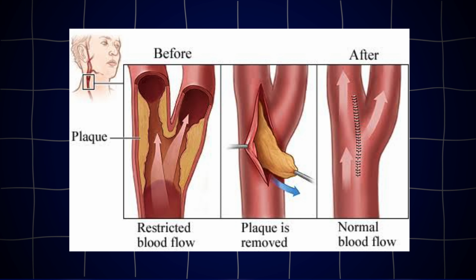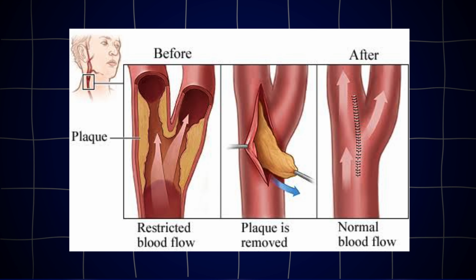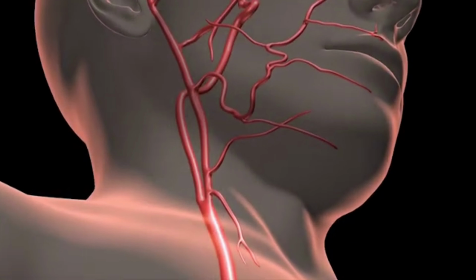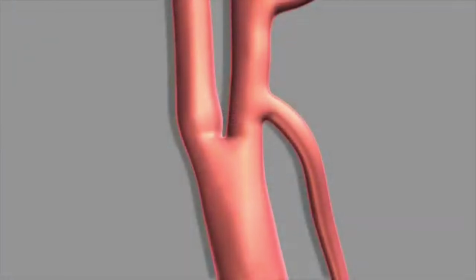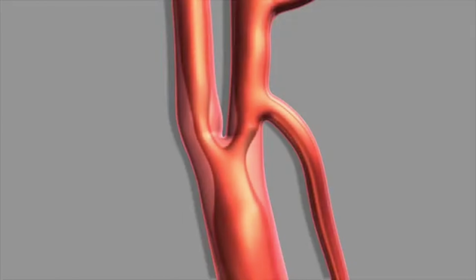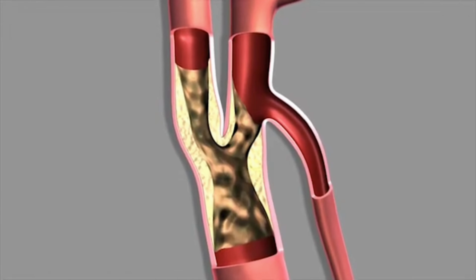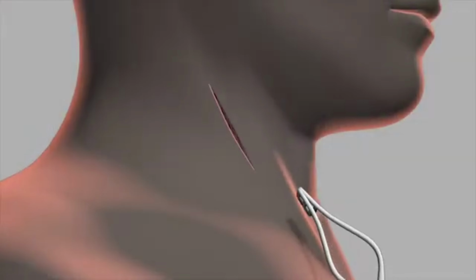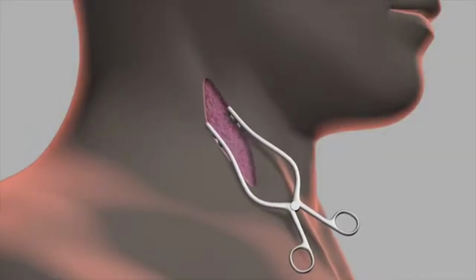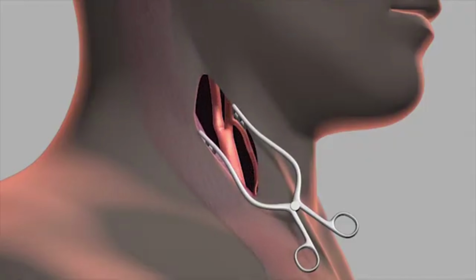Now see this picture. This is a picture showing a carotid endarterectomy, in which these are the blood vessels and this yellow part is atherosclerotic plaque that is blocking the blood vessel. Then the blood vessel is opened and the atherosclerotic plaque is removed. After removal of this atherosclerotic plaque, that vessel is stitched back to its normal position, and that is called carotid endarterectomy.